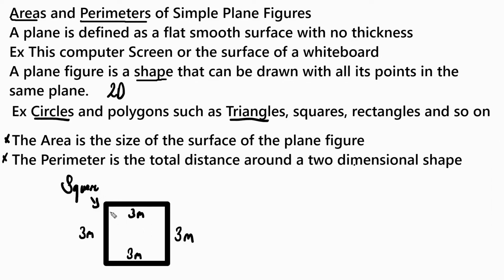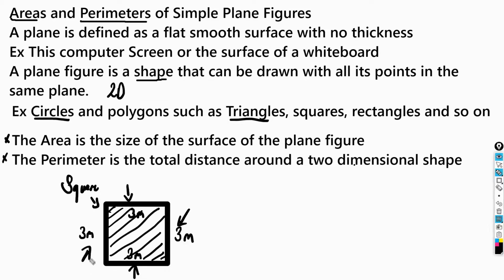And the area would be the shaded figure here, which is the total area for the square, meaning how much it actually takes up in the two-dimensional plane. And the perimeter is the distance around it, right? So it would be the distance of here, here, here, and here, okay? So let's just play with this and find the perimeter.